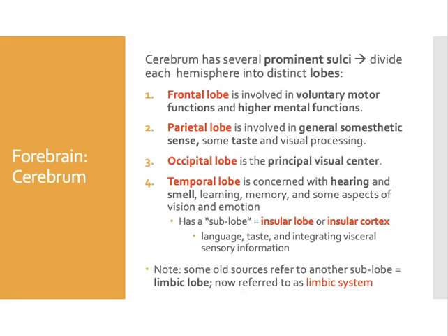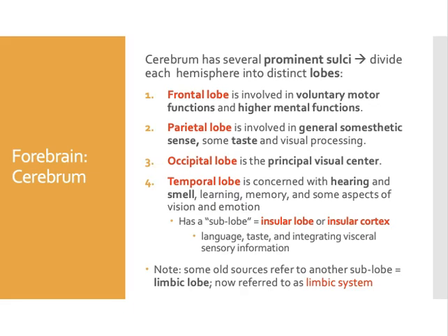On this slide, I've provided a very brief summary of what each lobe is involved in functionally. For example, the frontal lobe is associated with voluntary motor functions, as well as higher mental functions, intellectual functions. The parietal lobe, in comparison, is involved in sensory information, general somesthetic or body sense information, things like touch and pressure and pain. The parietal lobe is also involved in some taste and visual processing.